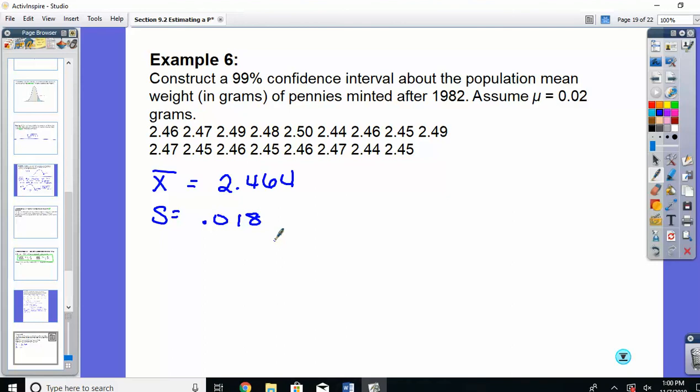Okay. So now we need our t value. So my alpha would be 0.01 divided by 2, so this is t.005. How many degrees of freedom do we have here? 16. There are 17 points, so that means 16 degrees of freedom. So I need the 0.005 and 16, and I get 2.921.